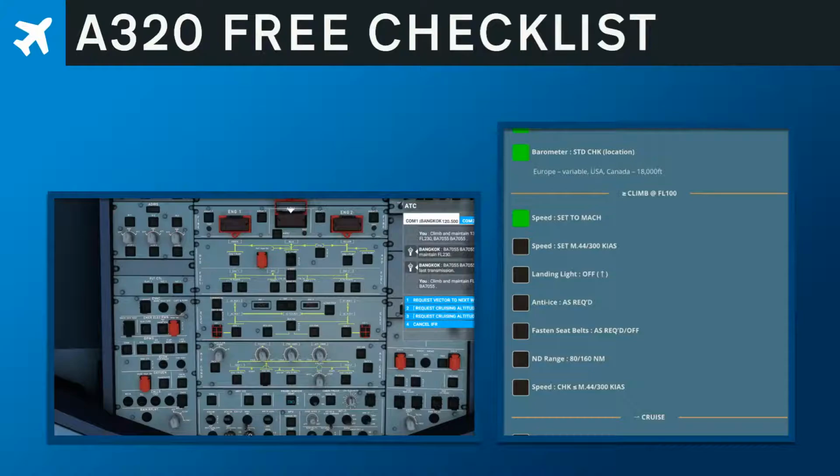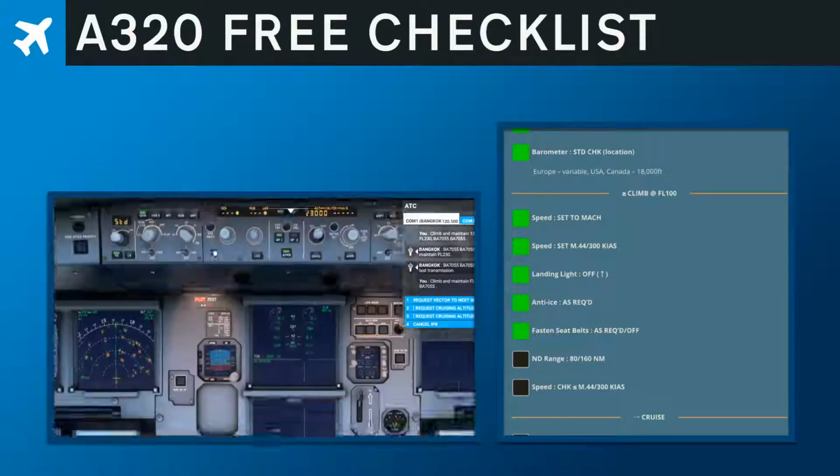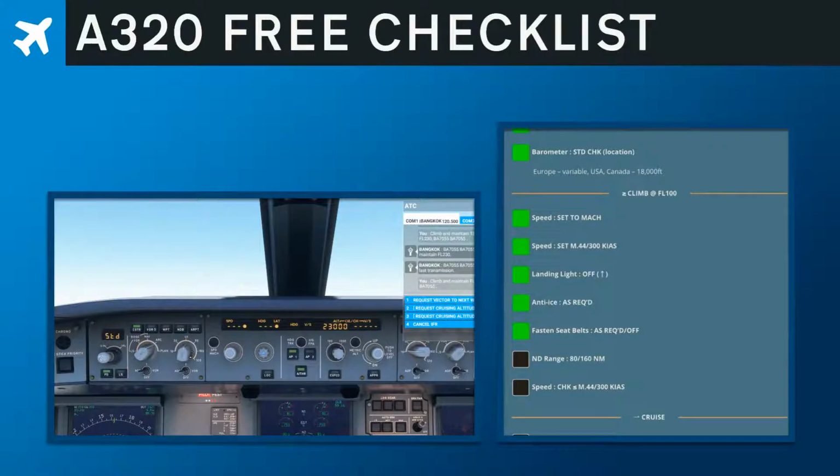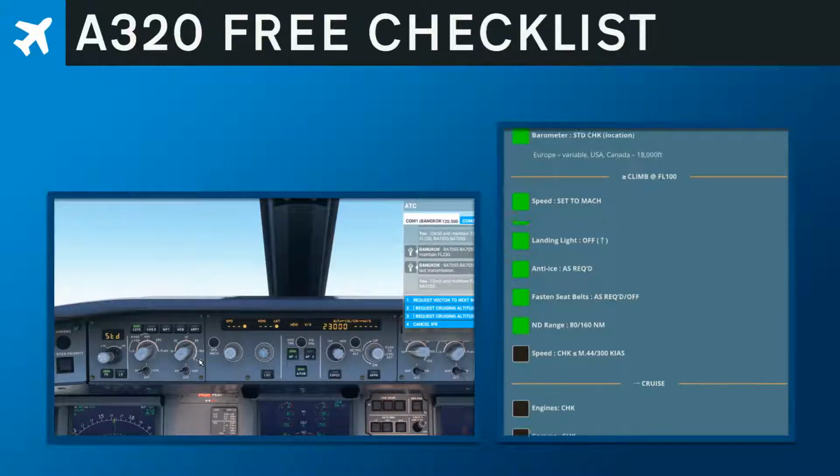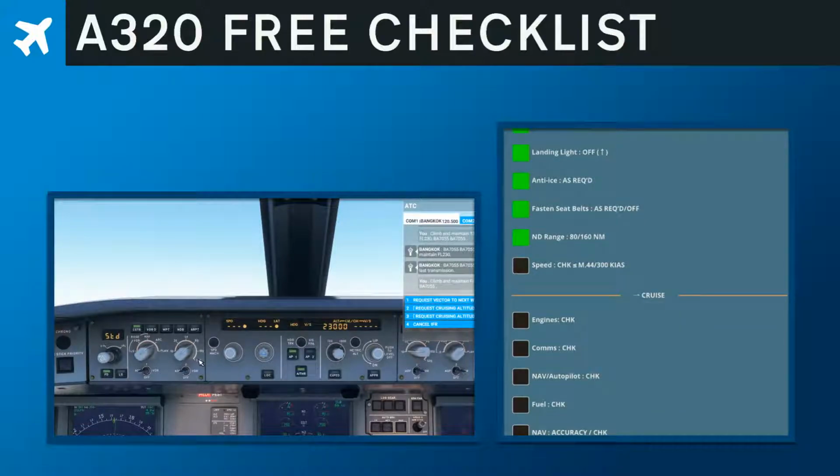So landing lights go off. And retracted. Anti-ice as required. Fasten seatbelts can come off. Don't know why that no smoke. Oh, there we go. Keep no smoking on. ND range we changed to 80 now. And speed check, no more than 300 knots, I believe, at this stage.